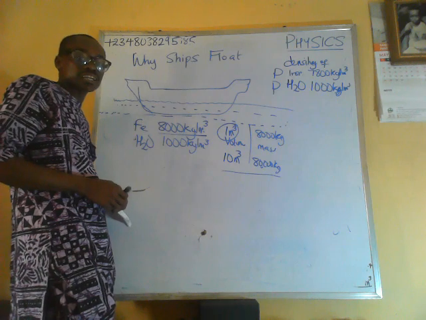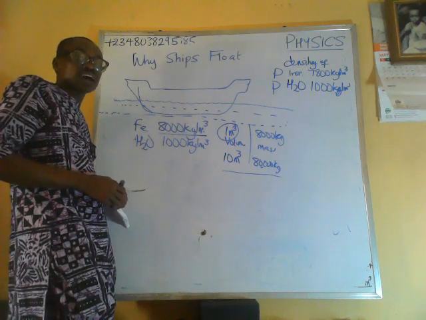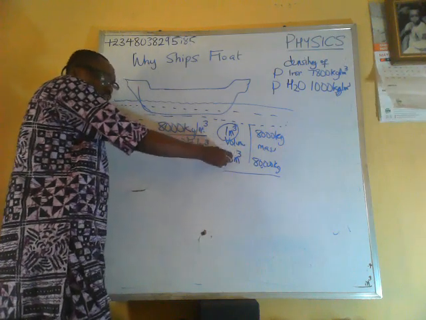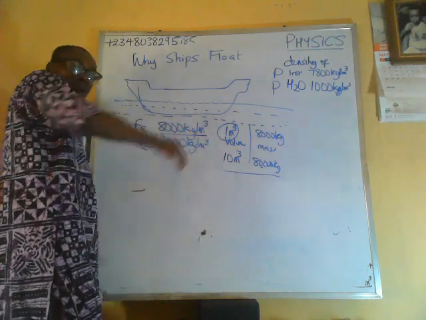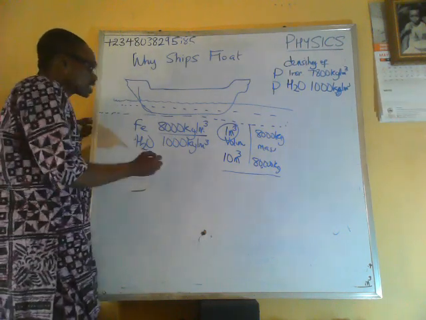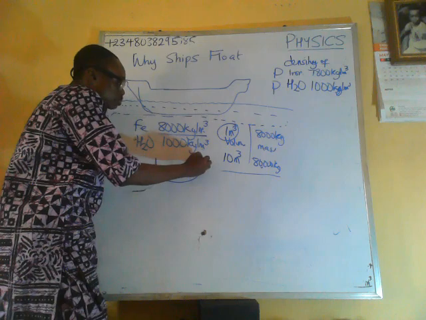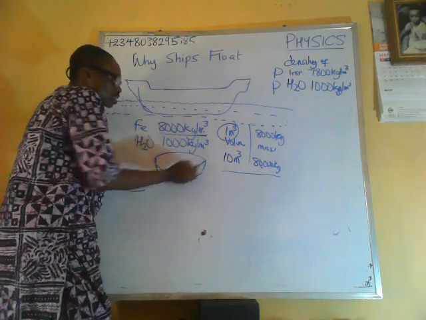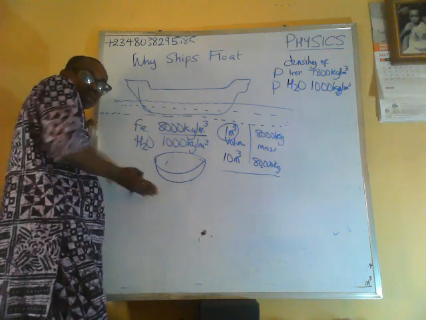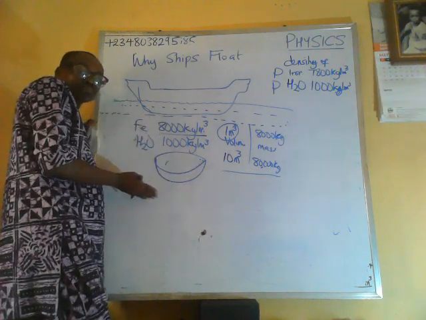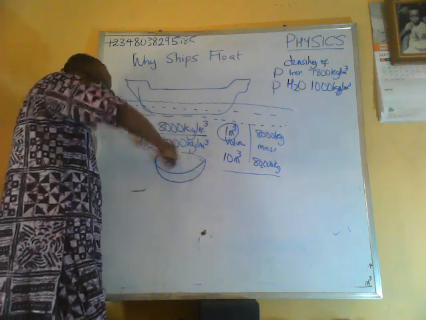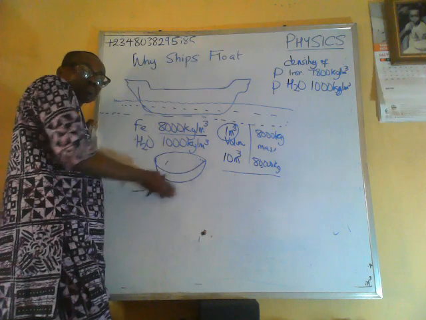That is how the ship is designed. Now, how is this achieved? Let's assume you take 10 cubic meters of iron and you now fold it into a ship. You now design a ship with it. In the design of the ship, let's assume the outer body, the bottom, the sides and all that, is made of the material of iron.